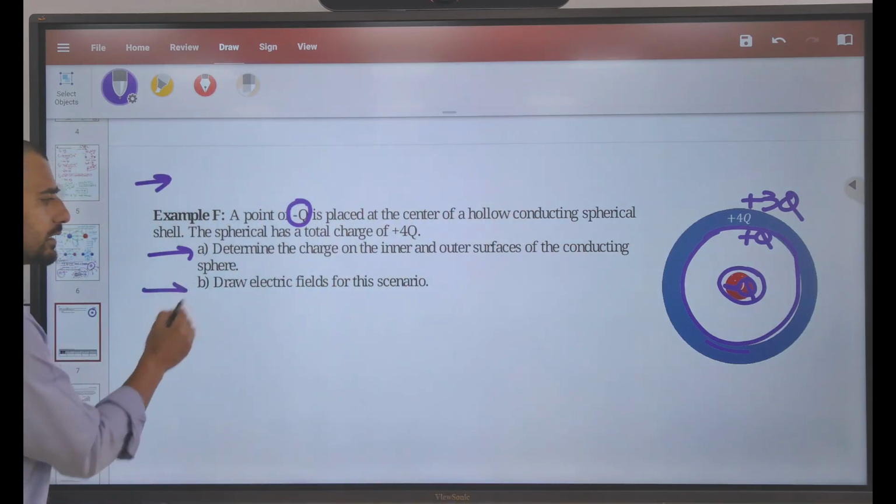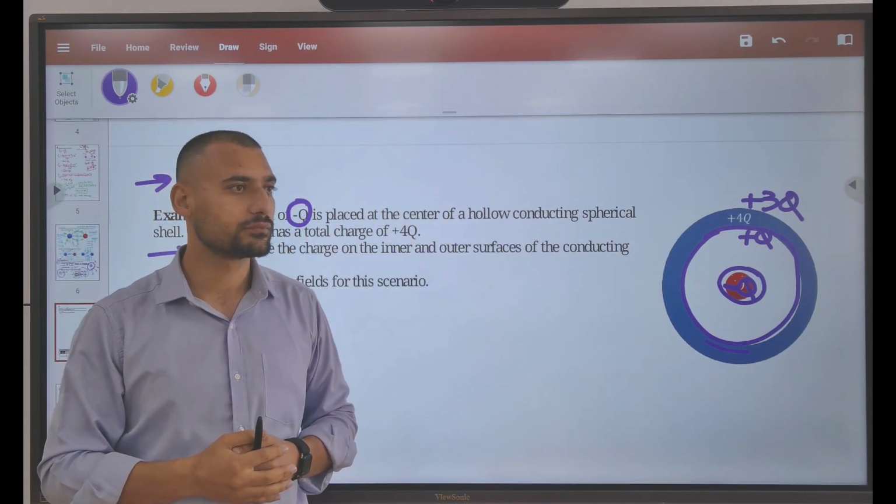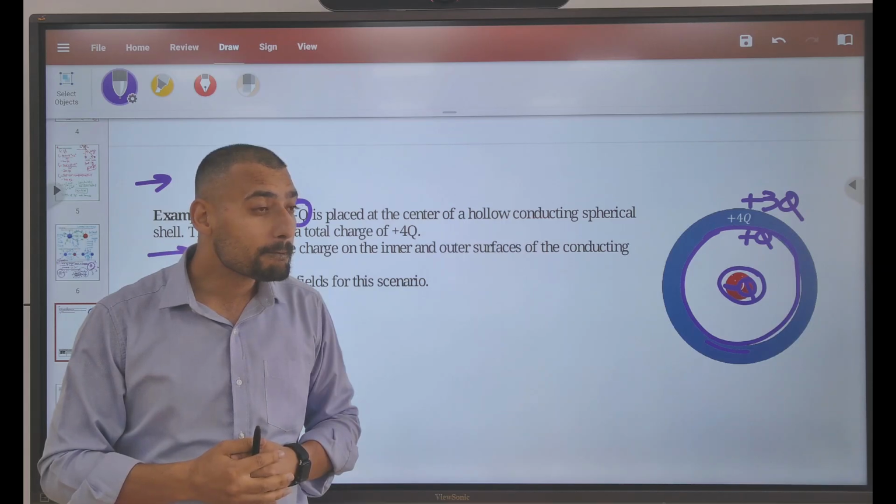The second thing is to draw the field lines. How do you draw the field lines in this case? Is there one going inside because of the attraction?